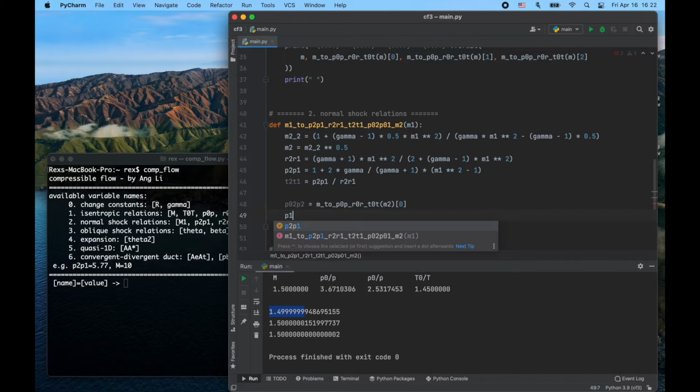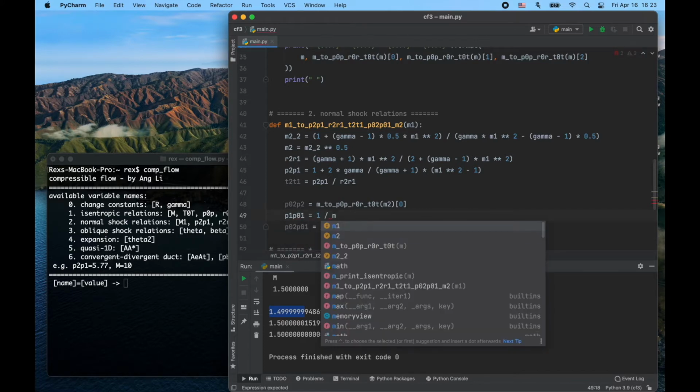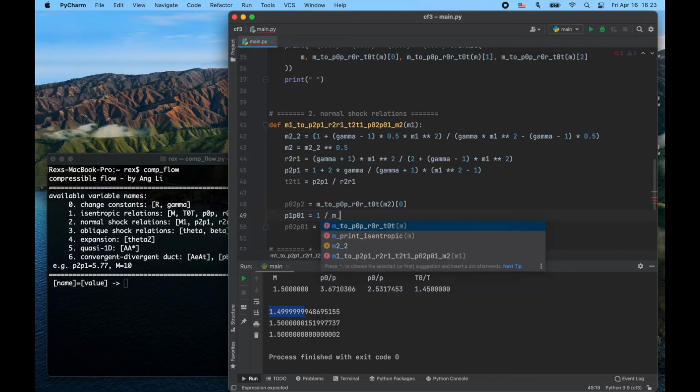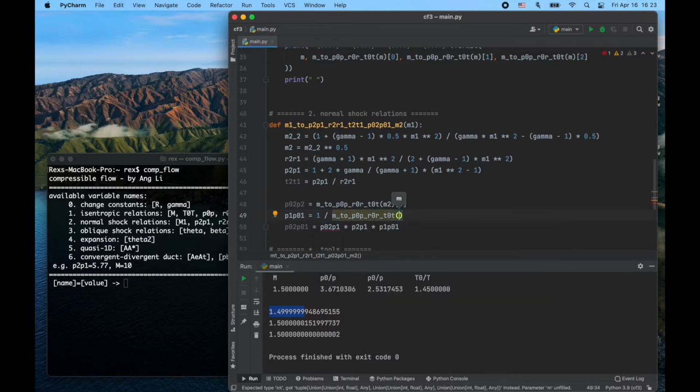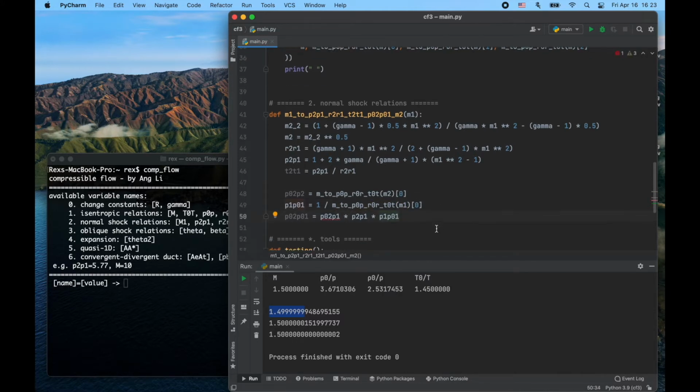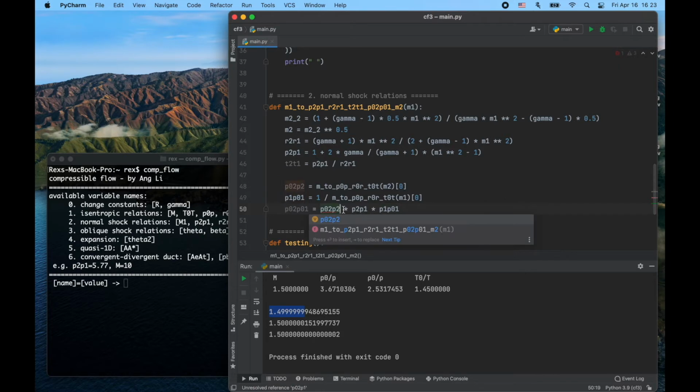And what is P1/PO1? It's 1 over the isentropic relation with Mach number equal to M1. And again, we only take the first value. Oh, this should be that. Okay, now we return all of these values.